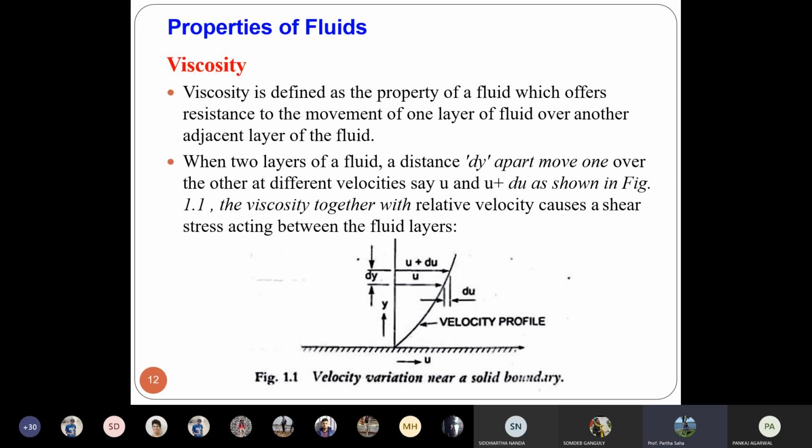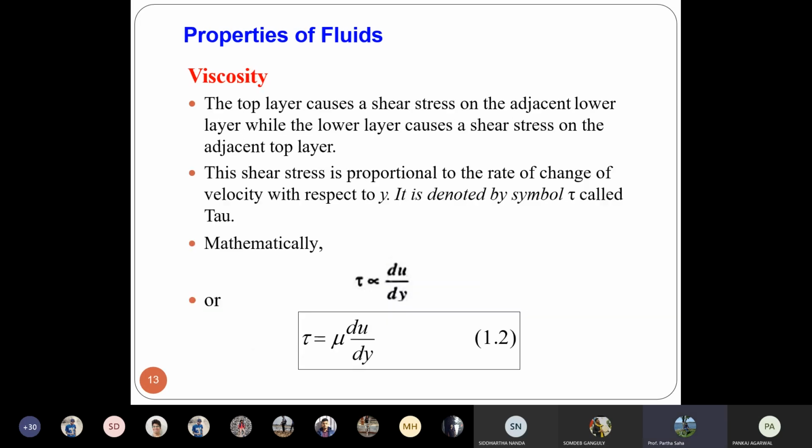In this schematic diagram, at a certain distance dy, the velocity of one fluid layer is u, and the other is u plus du. So the relative velocity is the difference between the velocities of these two layers, which is du, applicable over a small distance dy. This du by dy is called the velocity gradient. Going by Newton's law of viscosity, the top layer causes a shear stress on the adjacent lower layer, and similarly the lower layer causes shear stress on the adjacent top layer.